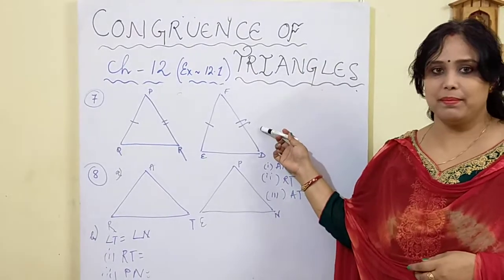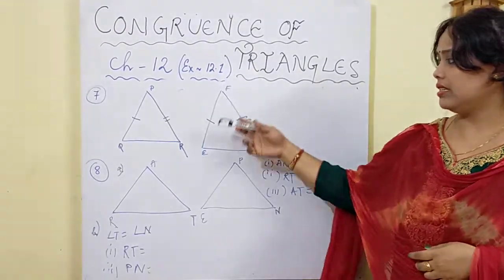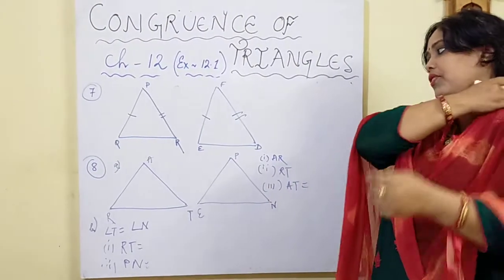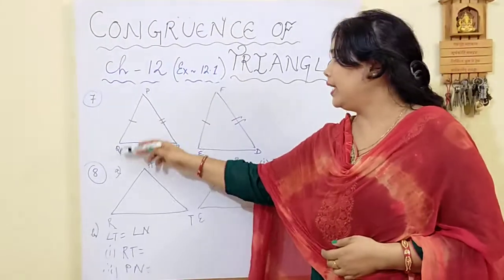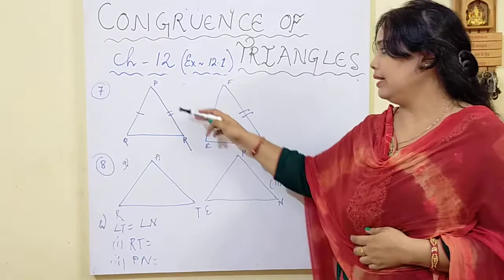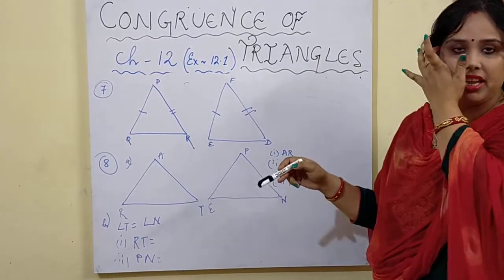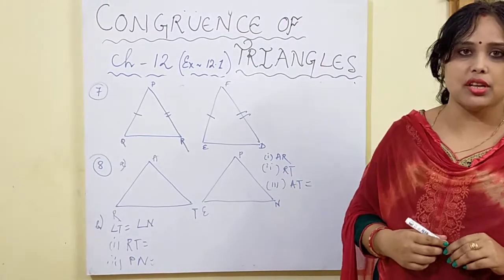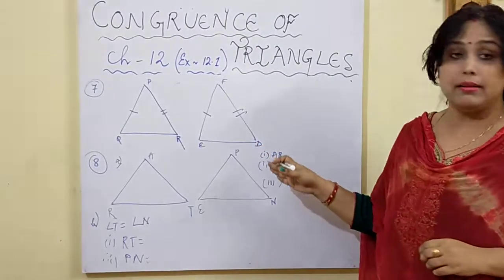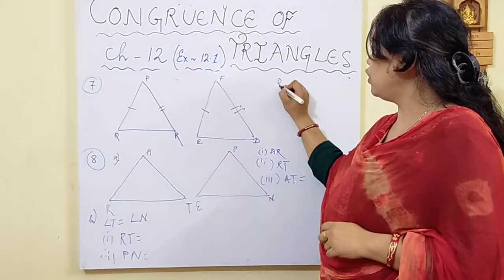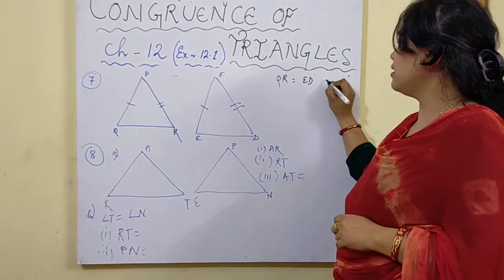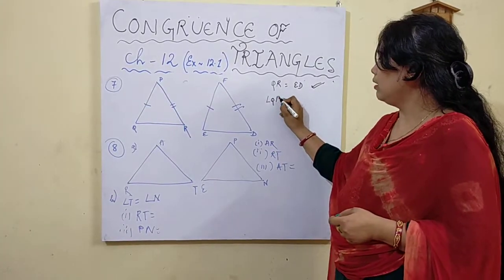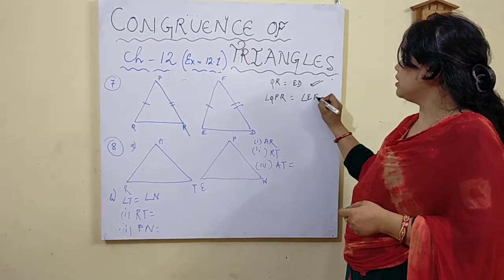Now children, come to question number 7. In 7 it is given that there are two triangles, PQR and triangle FED, whereby it is given PQ is equal to FE and PR is equal to FD. This is given. Here it is asked what additional information is needed to establish the congruence. Either QR is equal to ED, this information is needed, or one angle, that is angle QPR is equal to angle EFD.